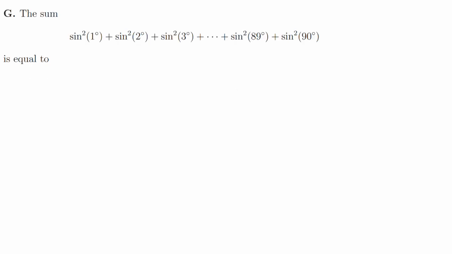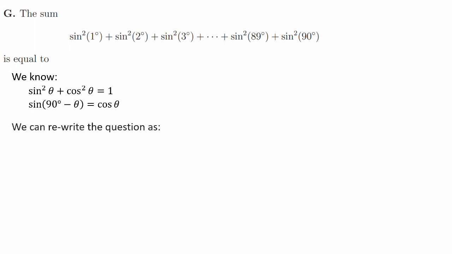Okay, so in this question, we want to find the sum of sine squared of 1 degree plus sine squared of 2 degrees plus sine squared of 3 degrees and so on, all the way up to the sine squared of 89 degrees plus the sine squared of 90 degrees. In order to solve this, we will be using 2 identities. The first is sine squared of theta plus cosine squared of theta is equal to 1. The second one is sine of 90 degrees minus theta is equal to cosine of theta.